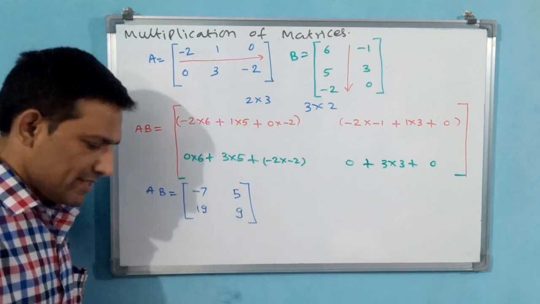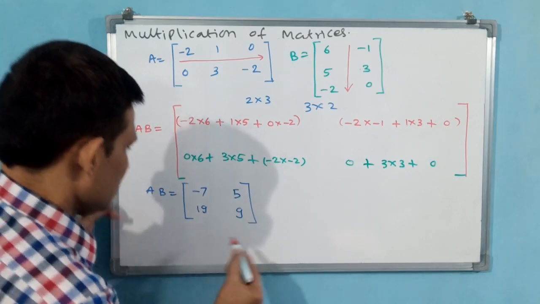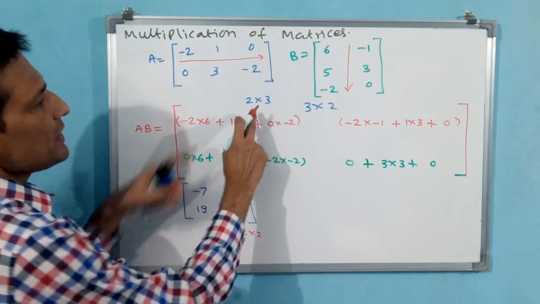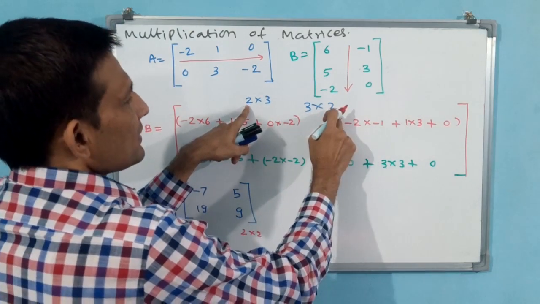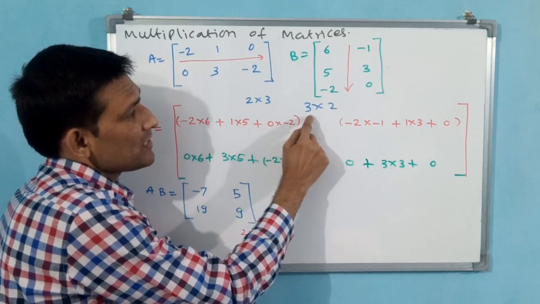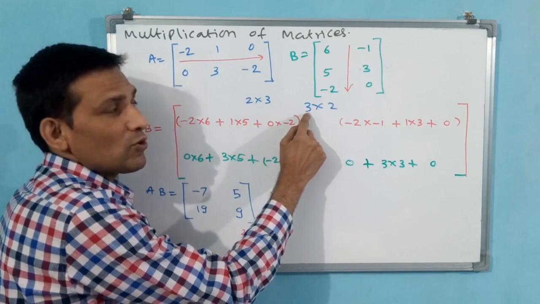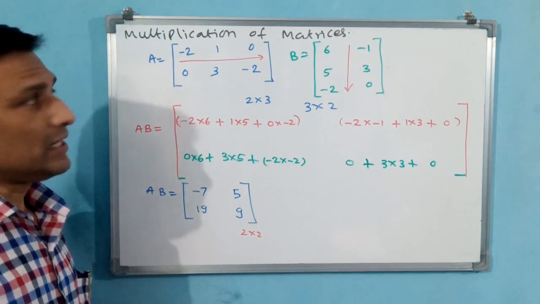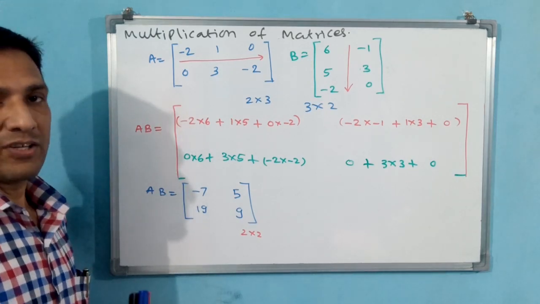Okay, now you write this order. 2 by 2 order is there. 2 rows, 2 columns. You see here 2 rows, 2 columns. But for possibility, 3 columns, 3 rows you have to see first. Okay, this is the best example. Like this you have to perform the multiplication of matrices.